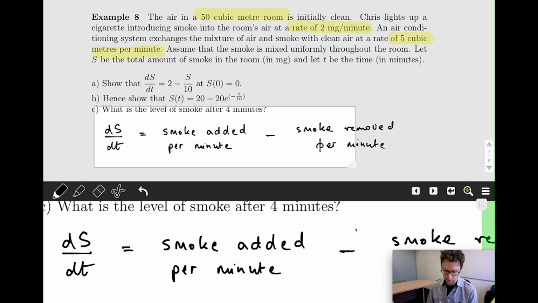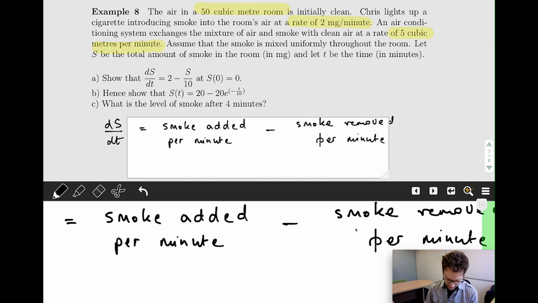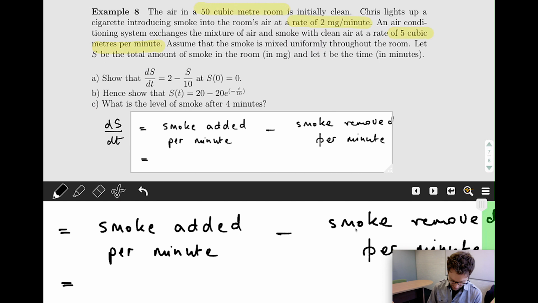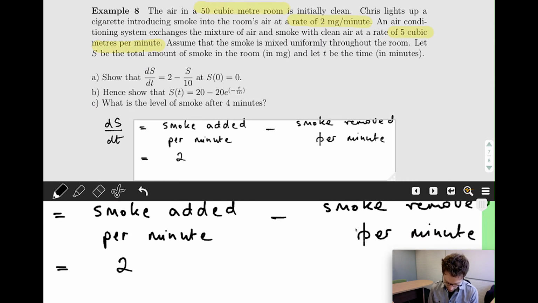So the rate of change of smoke is smoke in minus smoke out per time. Now smoke added per minute, that's fairly straightforward. Chris is sitting at the back of the room smoking away and adding 2 milligrams per minute, every minute. But how much smoke is being removed every minute? Well, it's not a constant amount. In fact, it's going to be determined by how much smoke is in the air, right?